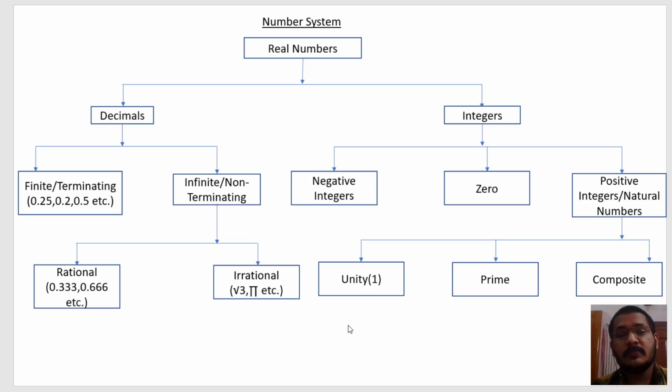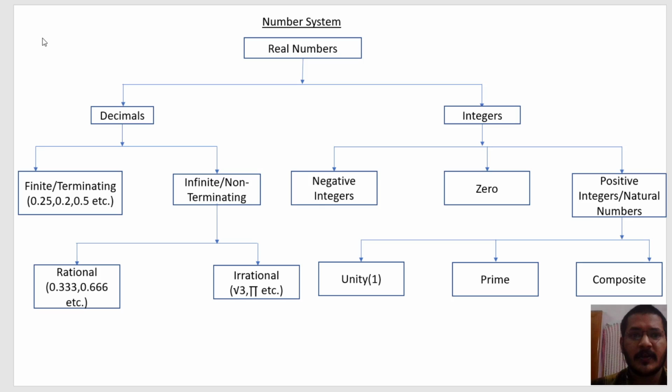The number system is basically of two types, the real numbers and the imaginary numbers. The real numbers are subdivided into two categories, the decimals and the integers. The decimals are again subdivided into finite or terminating decimals, like 0.25, and the infinite and non-terminating decimals, which don't terminate. Like 0.25, these are terminating. But if it is 0.333 and it continues, then it is a non-terminating decimal.